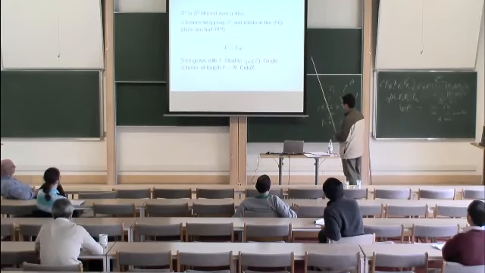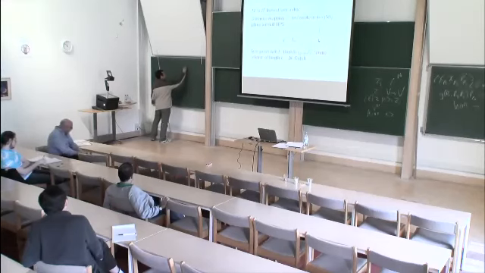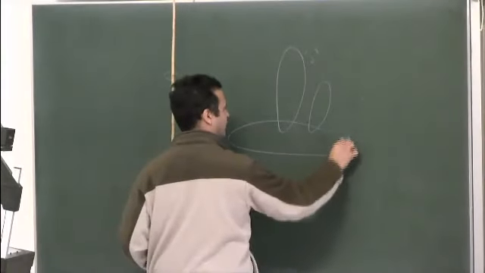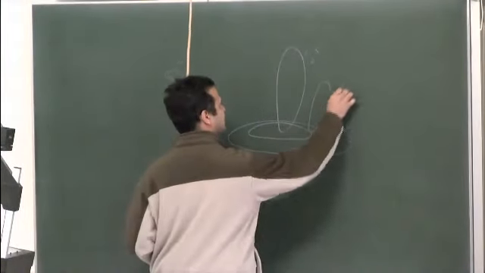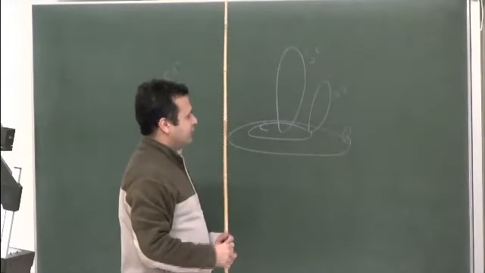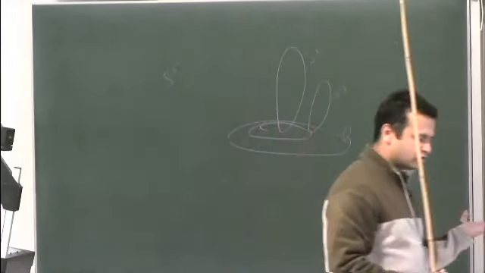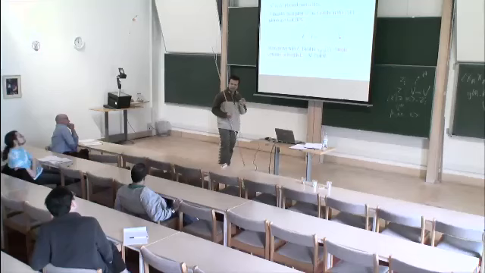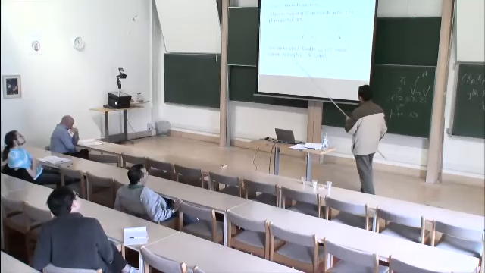So what exactly are these giant gravitons? So here's a fact about S5. You can think of S5 as an S3 fibered over a disk, and the size of the S3 depends on where you are on the disk. And you can imagine a brane wrapping one of these S3s and rotating around a circle in the disk. And there are solutions like that which are half BPS. So if I'm interested in all half BPS operators, I should be looking at branes like that as well.